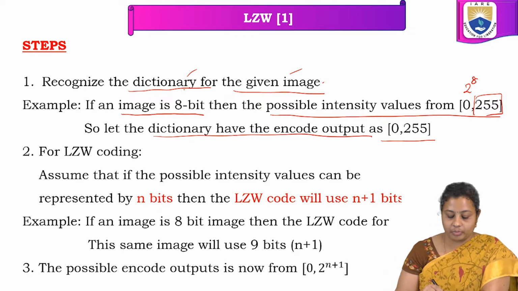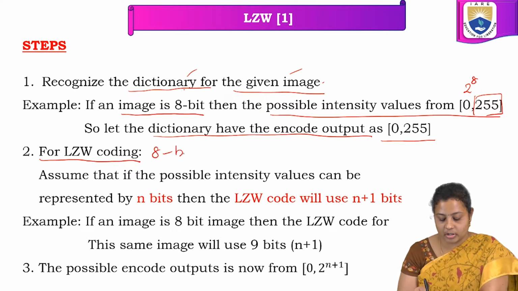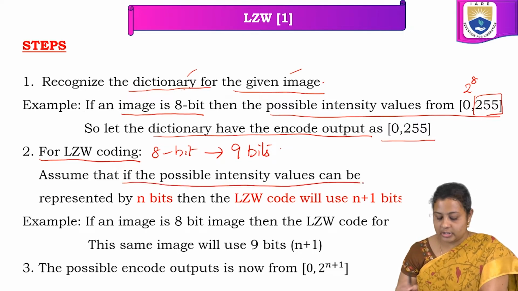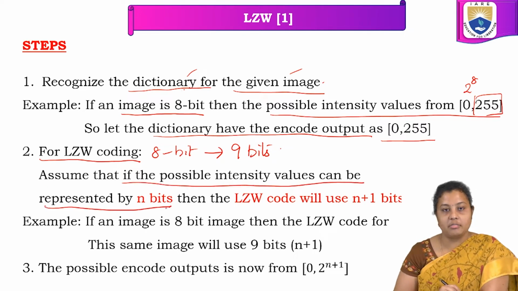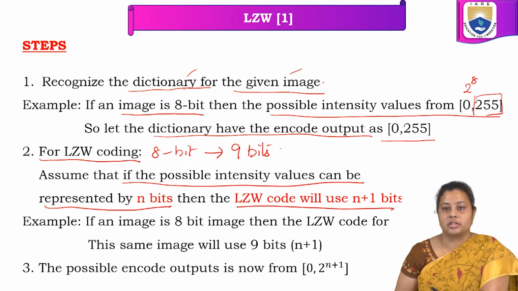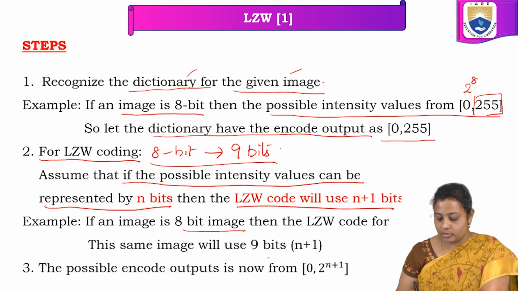Now, if we are using LZW coding, then for an 8-bit image we consider 9 bits. We consider 9 bits to code the intensity value. So what is that? If the possible intensity values can be represented by n bits, then for LZW code we use n plus 1 bits. Right? So here, as I said, if it is 8-bit, we will use 9 bits.